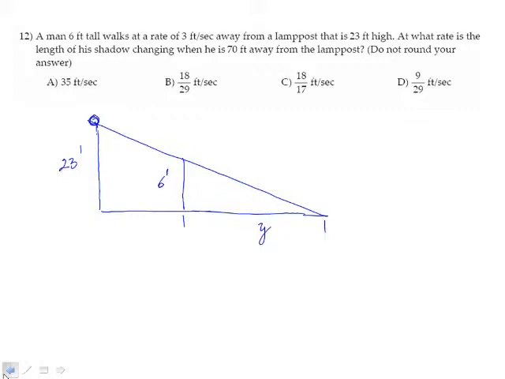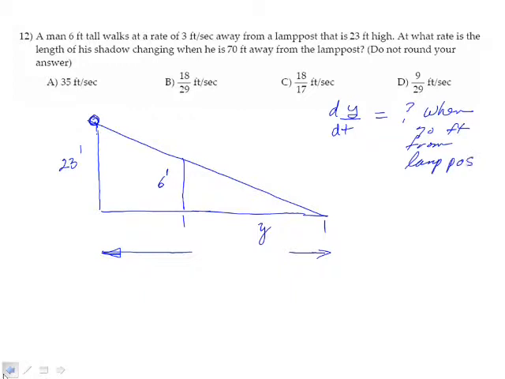And we're told we want to find out how fast dy/dt is changing when he is 70 feet from the lamppost. Okay? So let's look at this. We need to get a relationship between y and x, which is the distance of the man from the lamppost.